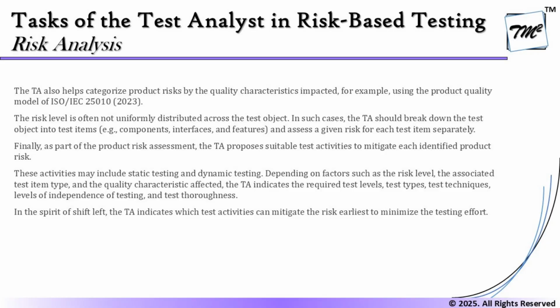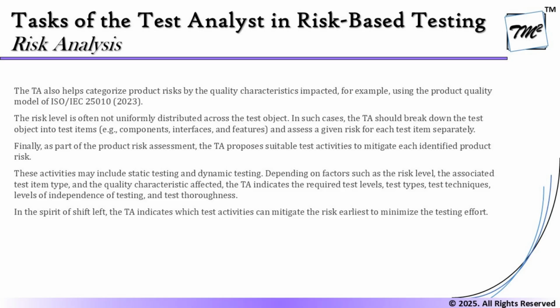The next thing to add here is that the risk level is often not uniformly distributed across the test object. In such cases, the test analyst should break down the test object into test items and assess a given risk for each test item separately. Doing it collectively could be a bigger chunk of work, so we try them independently so that we get a better assessment. At the end of the day, we know exactly the problem statement from each test object.